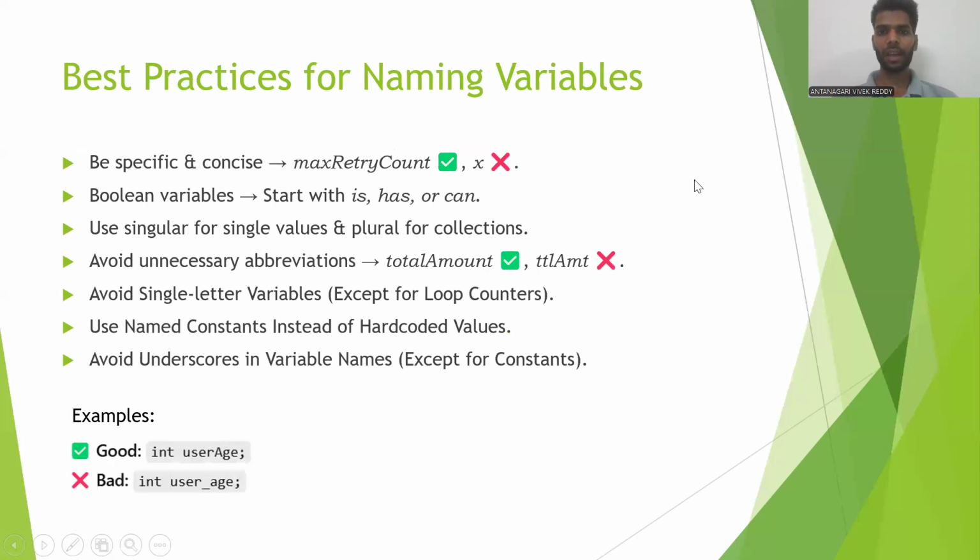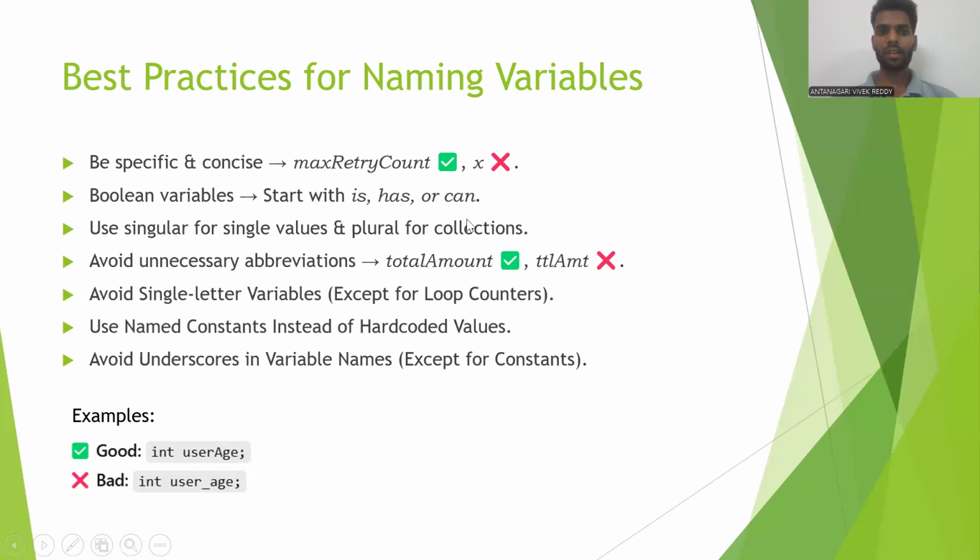Best practices for naming variables. We have to be specific and concise. Example: maxRetryCount. This is the name of a variable which is in camel case letters. The first letter in the first word is lowercase and the subsequent first letters are in capital, and we have to avoid using variable names like x, and boolean variables should start with is, has or can.